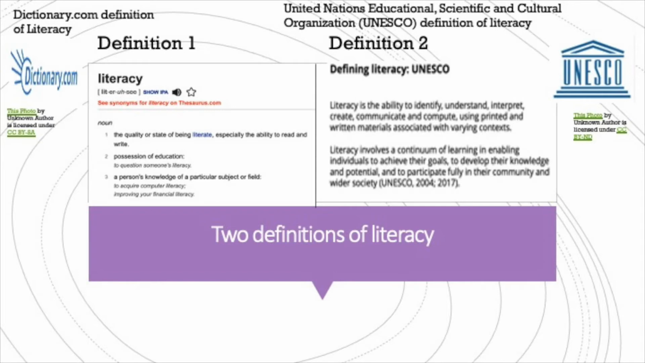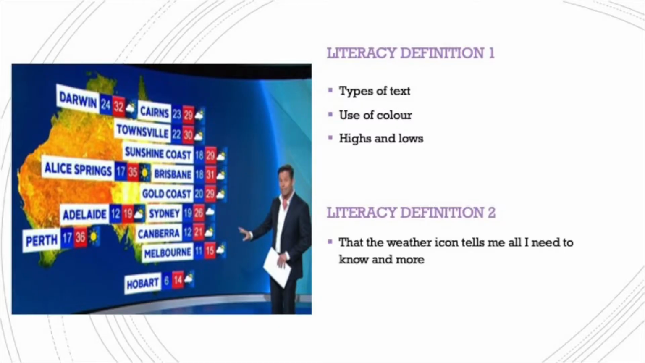Now to apply these 2 definitions of literacy to a scenario. Let's say we're watching the news and watching the weather forecast. Under definition 1, literacy would allow me to understand the different towns and cities involved, as well as the 2 different colored texts being highs and lows of temperature. Whereas using definition 2, I would now be able to recognize that the symbol at the end represents everything I need to know about the text that precedes it.